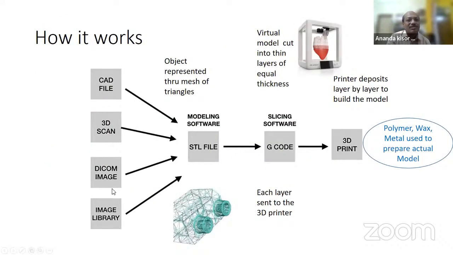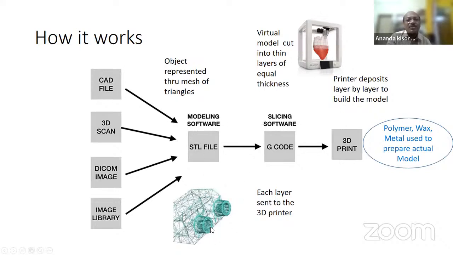So how it works, you can see here: this is a CAD file or 3D scan or DICOM image or the image library. From any image, we can take this STL file. We make an STL file. The object is represented through a mesh of triangles. So this is like a mesh of triangles. It is the modeling software.